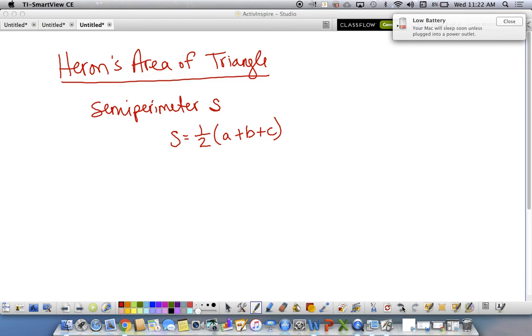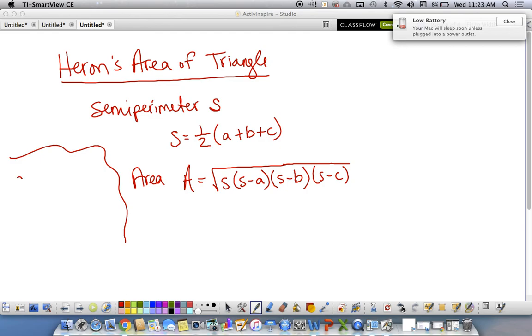Okay? Yes, I know you're all concerned my battery is going to die. I promise it won't. I'm almost done. Okay? So the area A would equal the square root of S times (S minus A) times (S minus B) times (S minus C). So if we're given a problem, oh, I hate the big numbers. Drives me crazy.